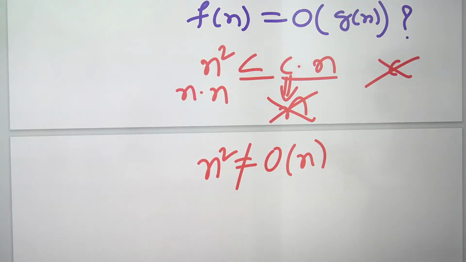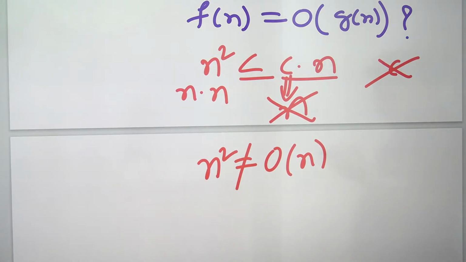Please take care. If I don't say this example, you feel that big O is possible everywhere. No. Everywhere big O is not possible. Be careful. See, in this problem, big O is not possible.